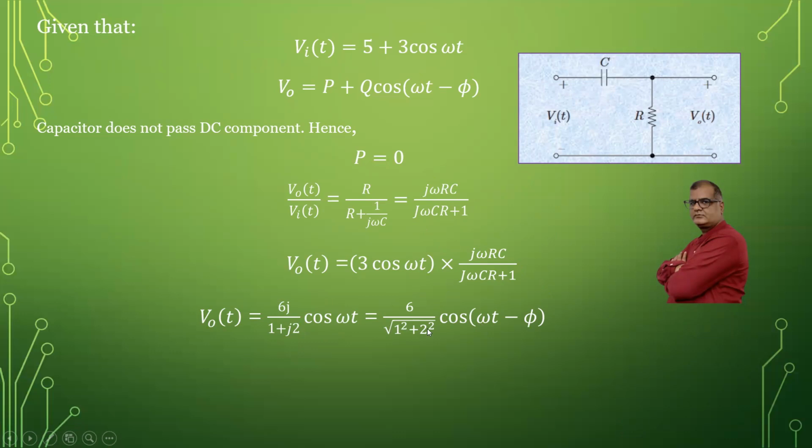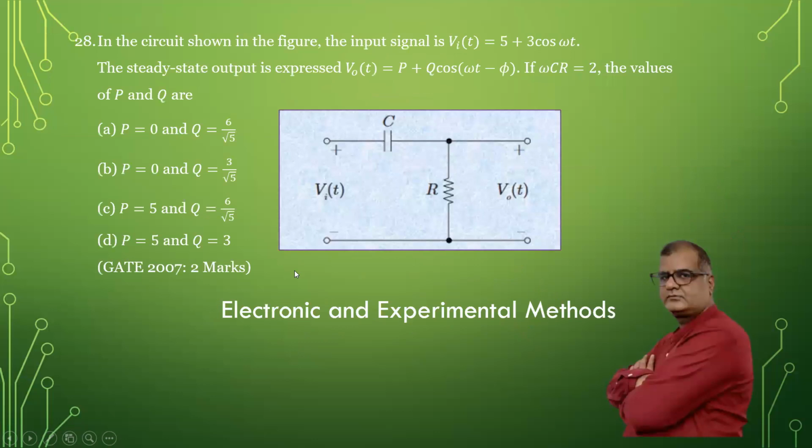Okay, whatever phase change we have, we are putting this in terms of phi here. So this is your output. So the P value is 0 here, and the Q value is 6 by root 5. Okay, so this is given as option C. So option C is the correct answer for this question. Thank you very much.